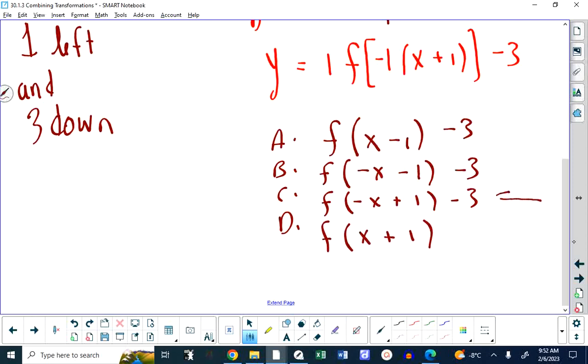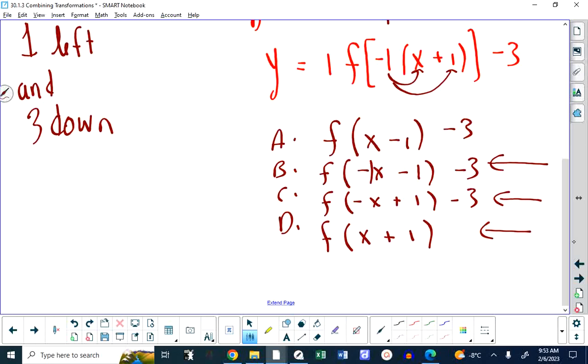I know that most people will be looking at choosing one of those two, because you're saying 1 to the left, and your brain is accustomed to saying plus 1 is 1 to the left. But if I multiply this in, it's this answer that's correct. And if I factor this negative 1 out, it gives me the right appearance. It can be very tricky.